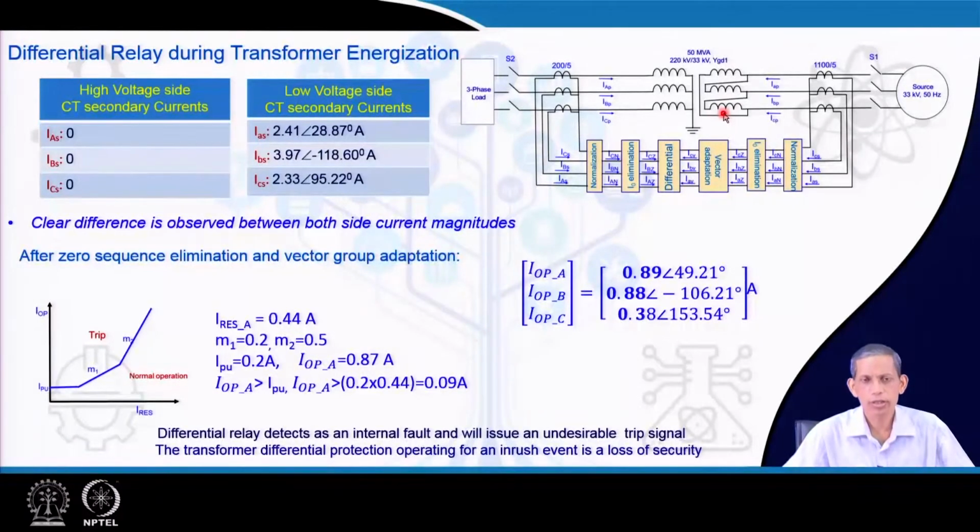So, this is not an internal fault case, and the differential relay should not operate at this time. But if we allow this current and it falls in the trip region, the transformer will operate unnecessarily. This is a compromise in the security of the differential relay, and therefore some mechanism must be there to avoid unwanted tripping due to transformer energization or inrush situation.